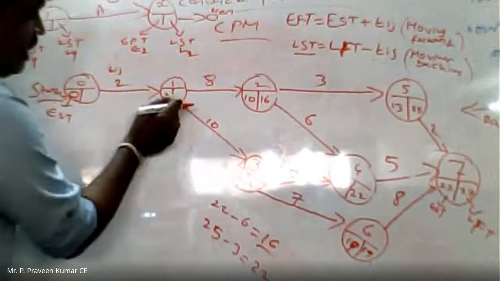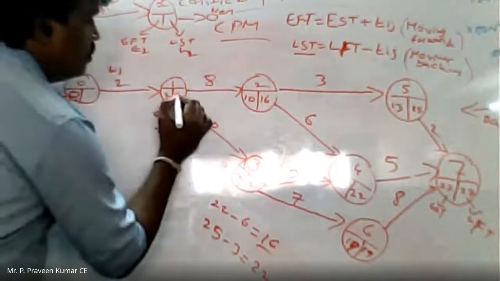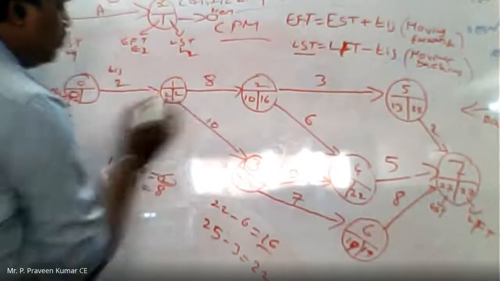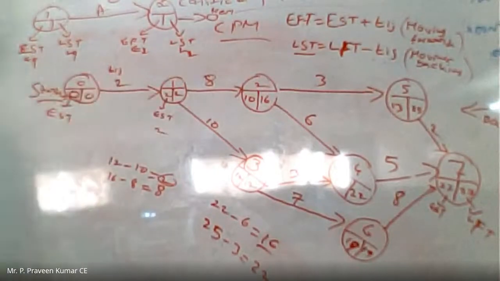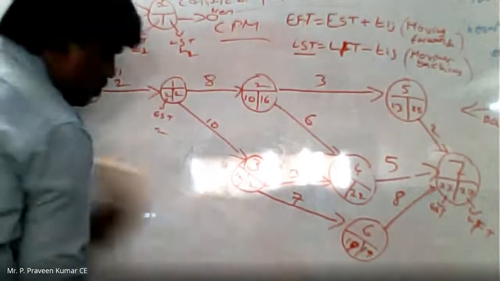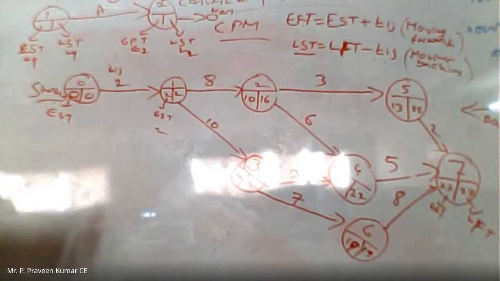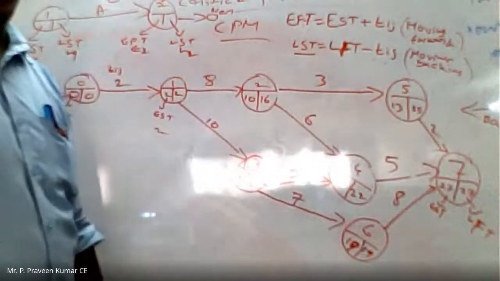Now coming to 3 to 1: 12 minus 10 is 2. And 16 minus 8 is 8. The minimum value is 2. Now 1 to 0: 2 minus 2 is 0. Now all the EST, EFT, LST and LFT values have been calculated. You can see here that there is no empty space in any event or any activity.